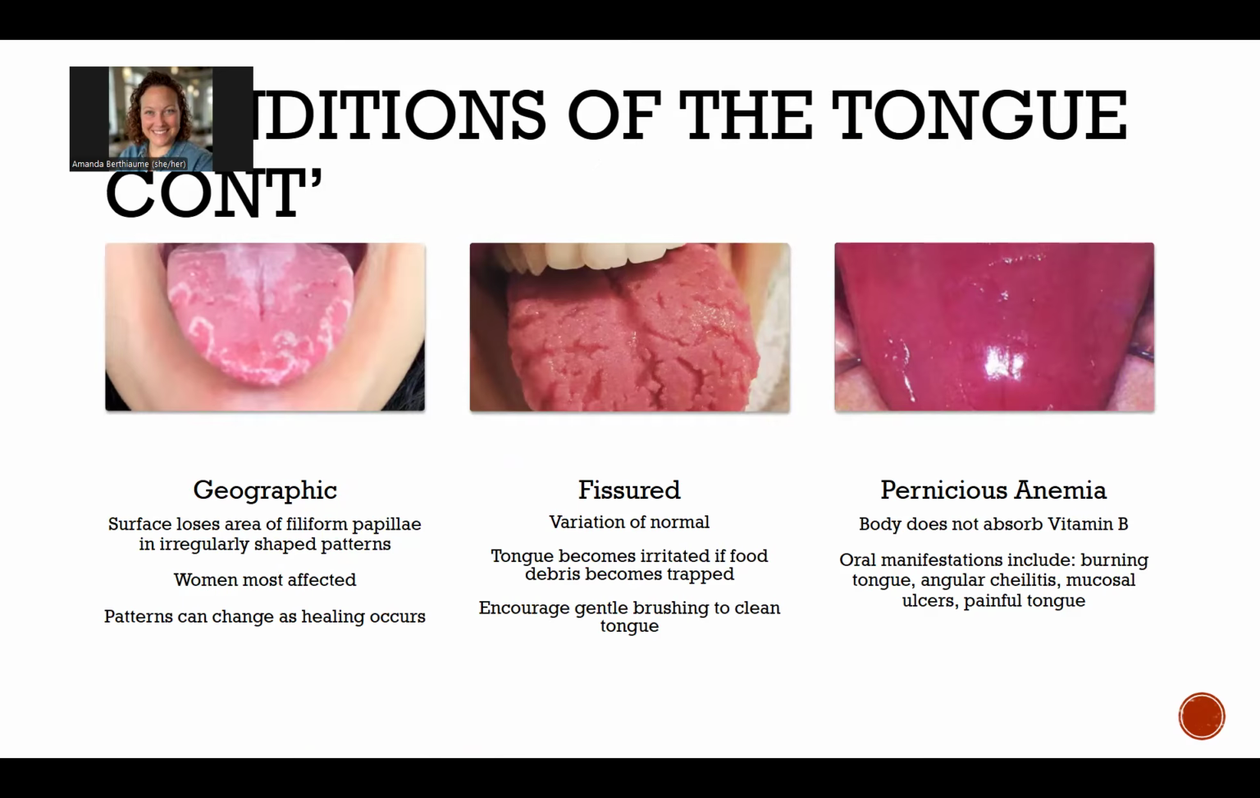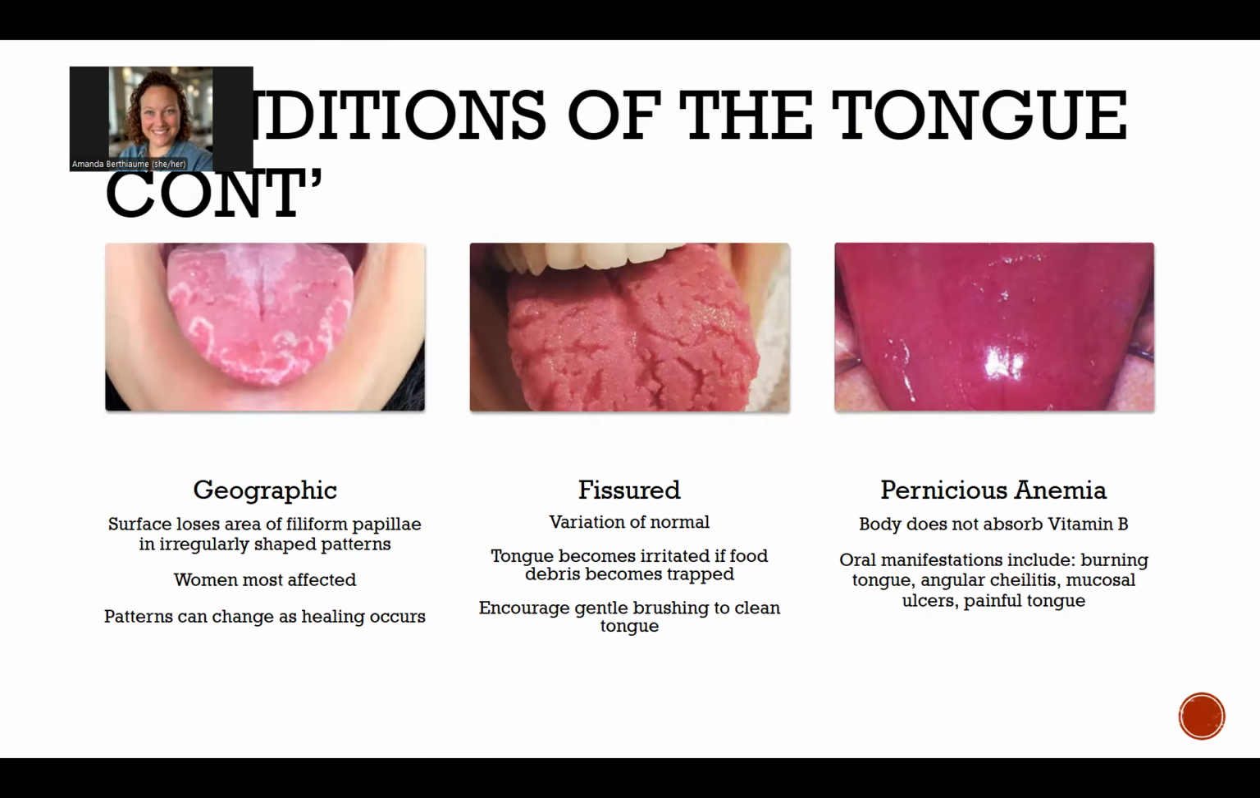Geographic tongue is a variant of normal. So we will see this and it moves around. That pattern on the tongue will move around, so every appointment might look a little bit different. Some people say that this is painful because some of those filiform papillae, those taste buds, are gone.